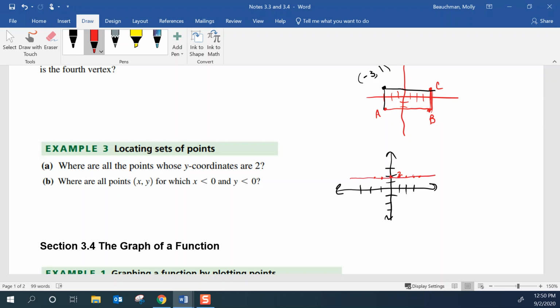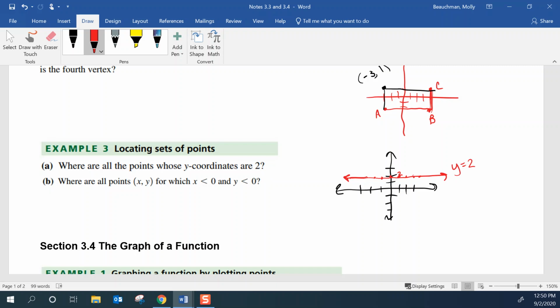That means they would lie on that horizontal line, y is equal to 2. So where are all the points whose y coordinates are 2? They are on the horizontal line that crosses the y-axis at 2.